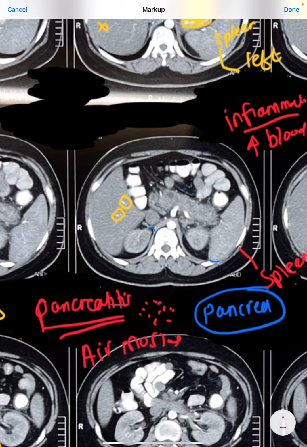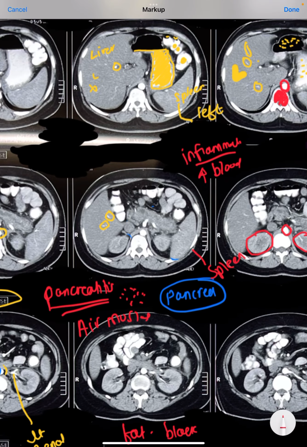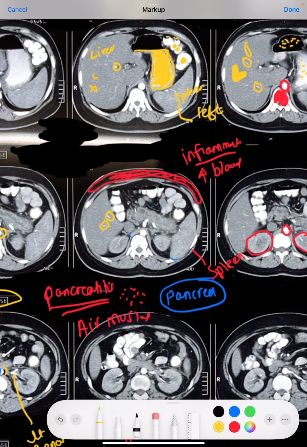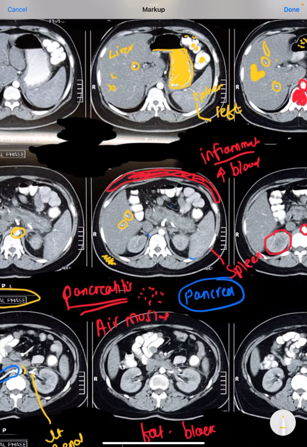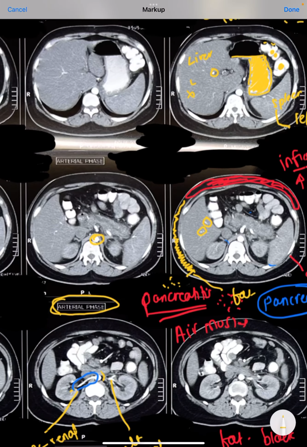So I'll show you the fat. Now fat, this is all fat. This is all fat. The same way, this is all fat. So remember this black. This black is much lesser than this black. So this is the attenuation of the fat. And we also have so much fat in the abdomen as well. So this is all fat only.